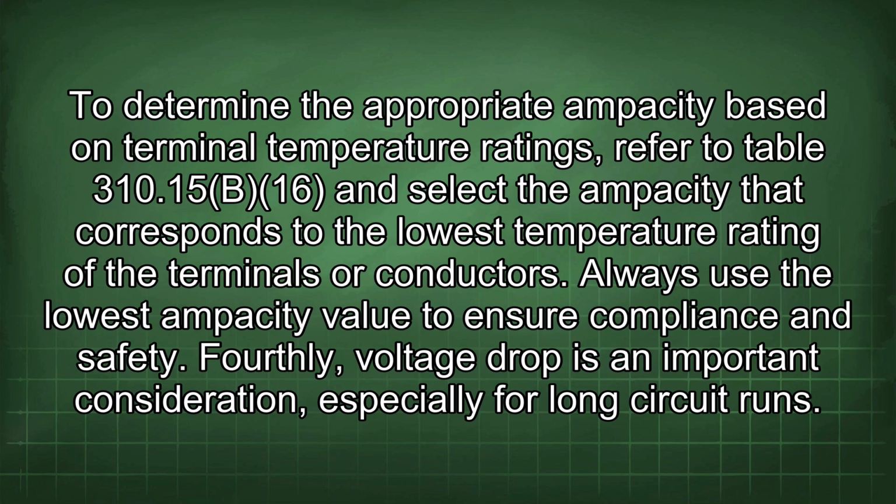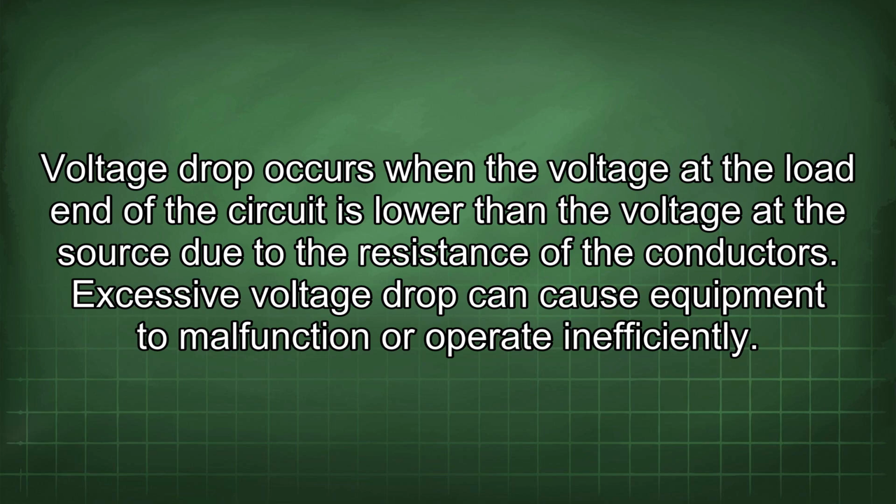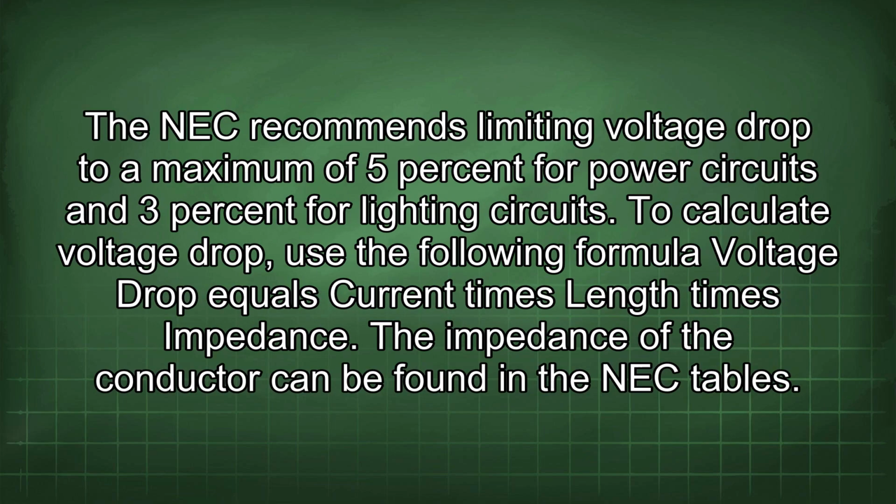Fourthly, voltage drop is an important consideration, especially for long circuit runs. Voltage drop occurs when the voltage at the load end of the circuit is lower than the voltage at the source due to the resistance of the conductors. Excessive voltage drop can cause equipment to malfunction or operate inefficiently. The NEC recommends limiting voltage drop to a maximum of 5% for power circuits and 3% for lighting circuits.